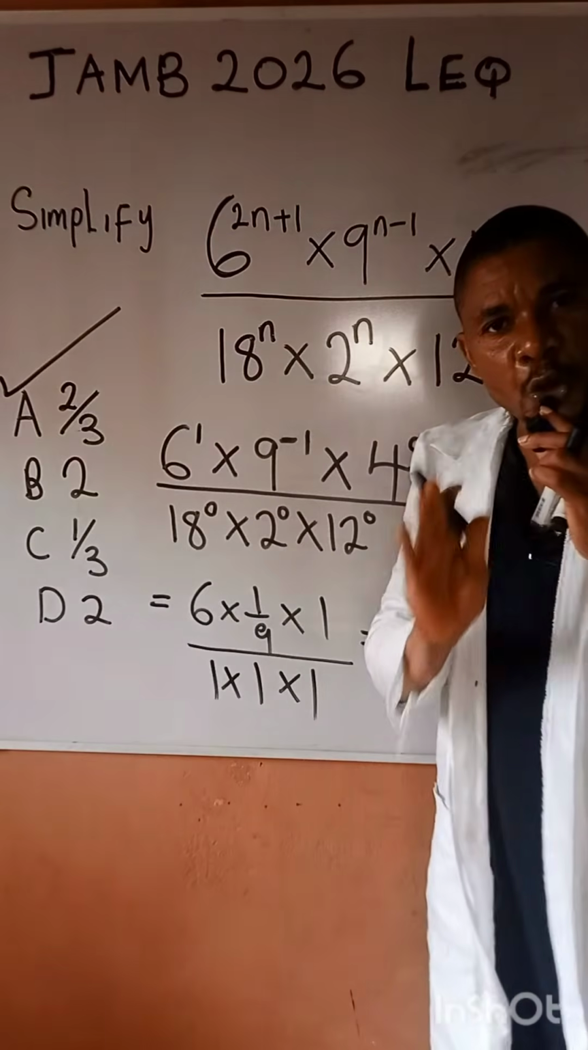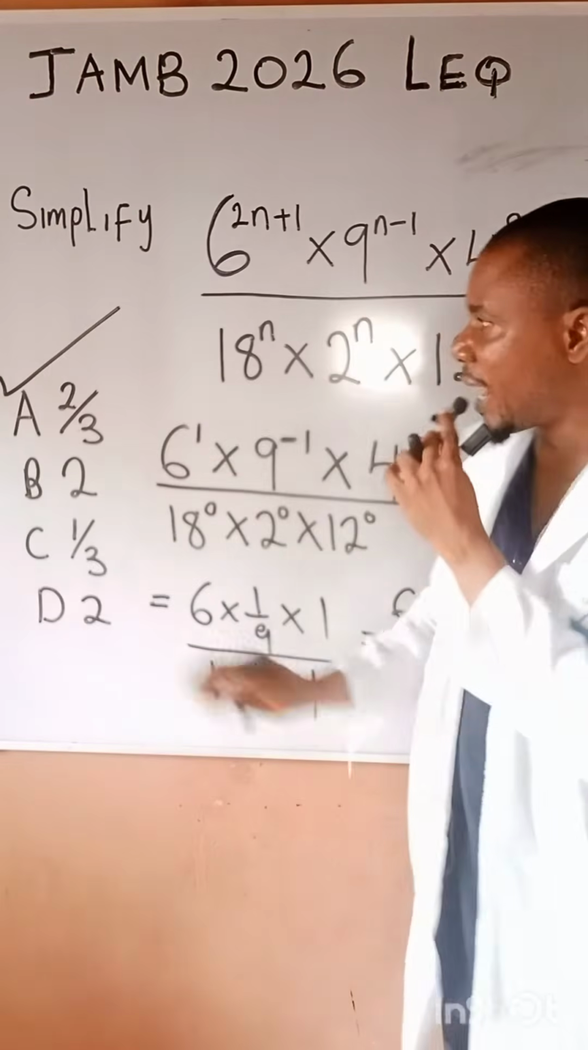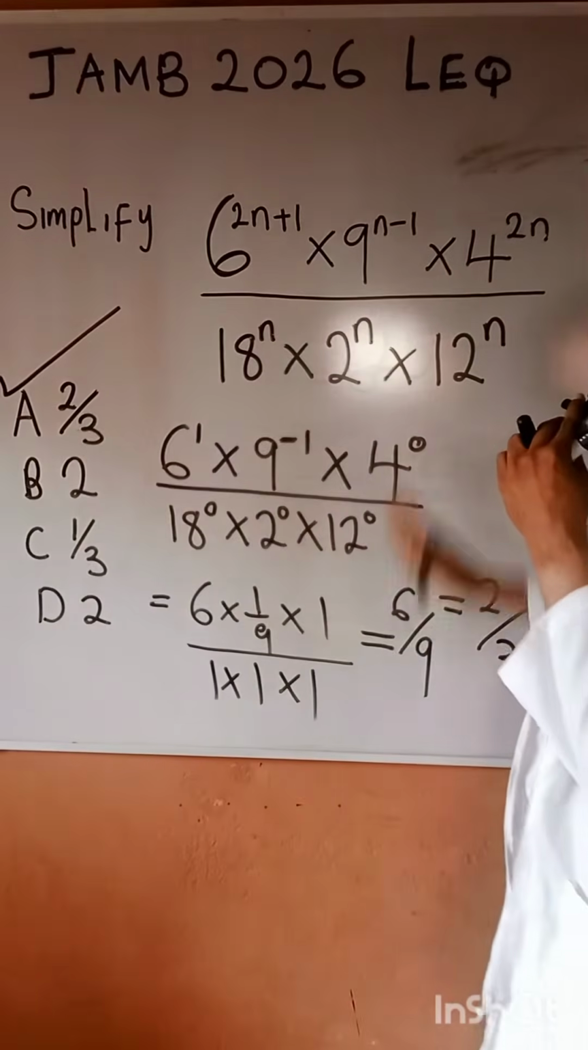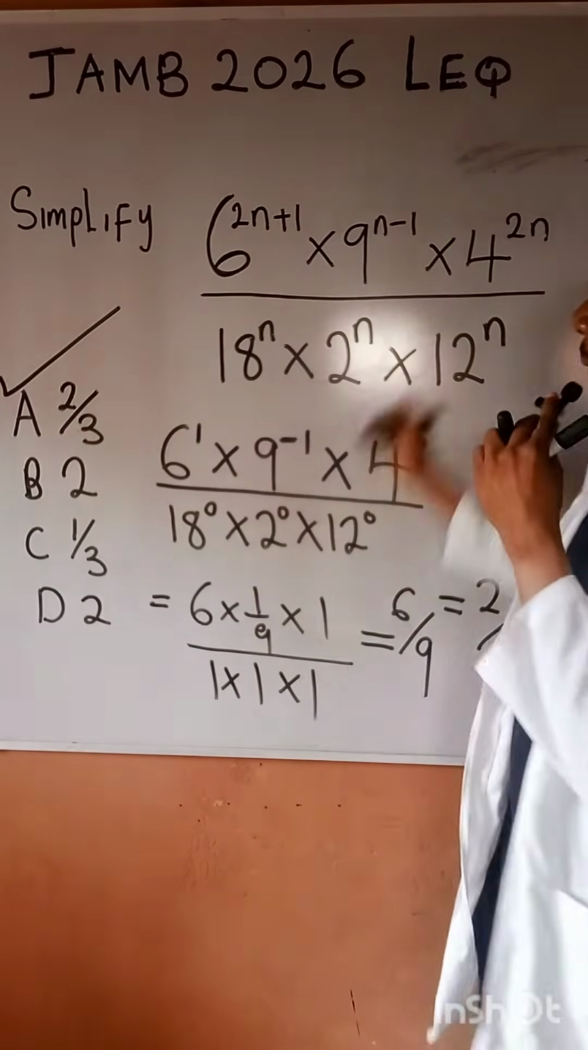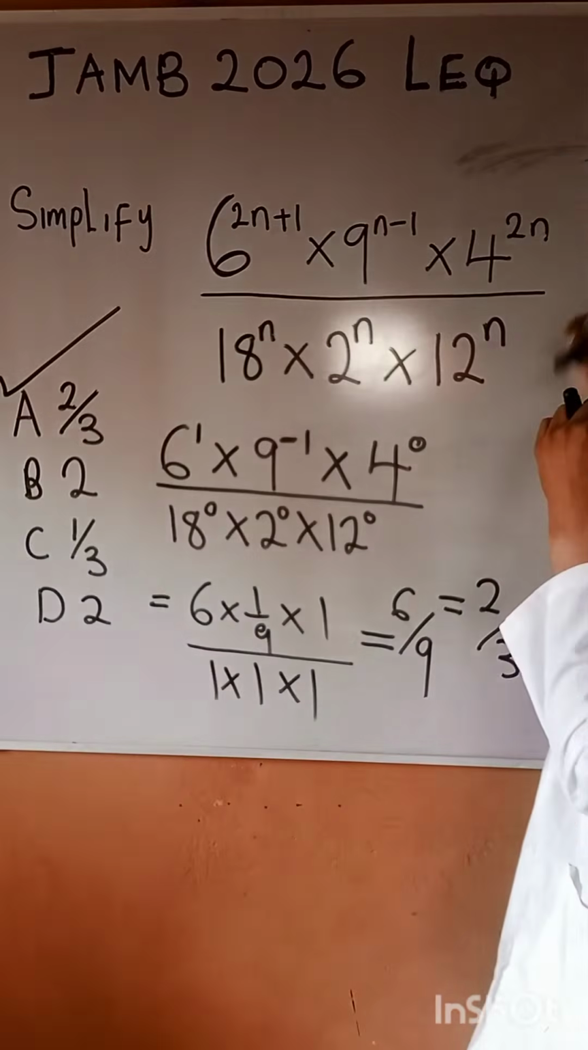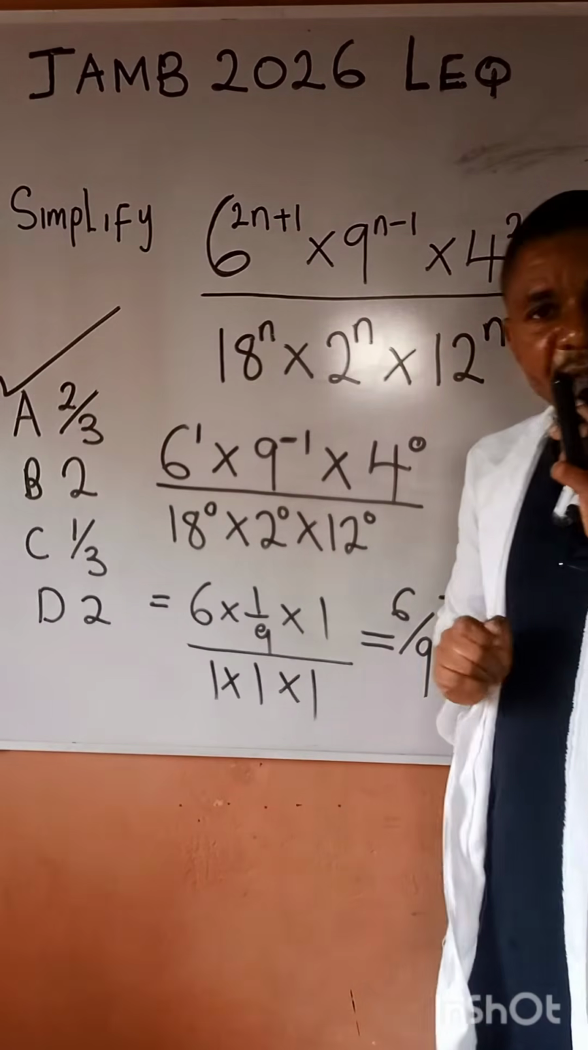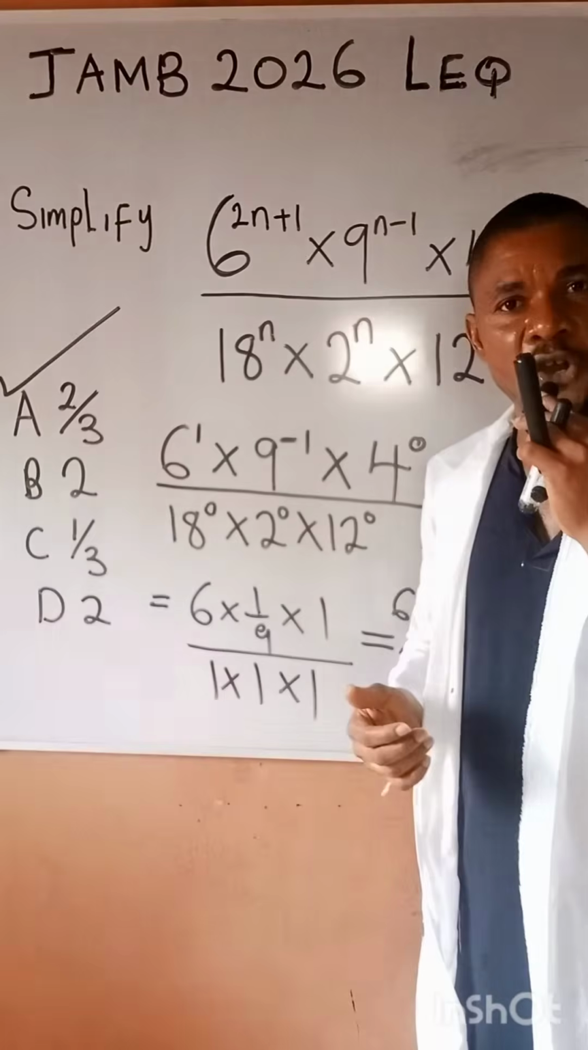Now, if you want to see how we can solve this using the normal method, I will arrange another video on how you can solve this. But this is the shortcut on how you can arrive at the answer within a space of 30 seconds, assuming you are writing your JAMB.